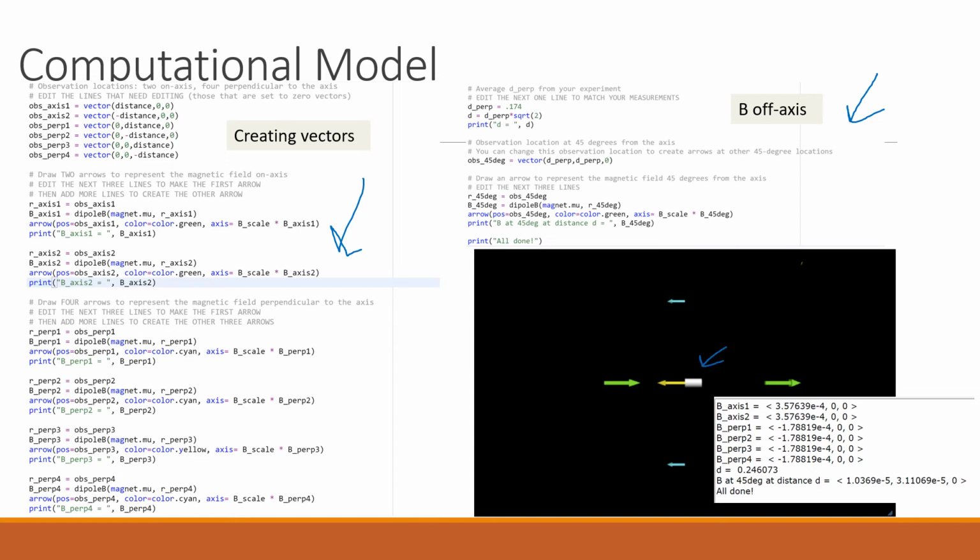This is the bar magnet right here, and then here are the distinct values for each of the axes for each of the vectors that we created.